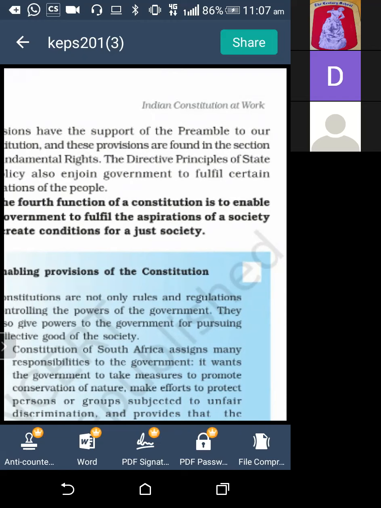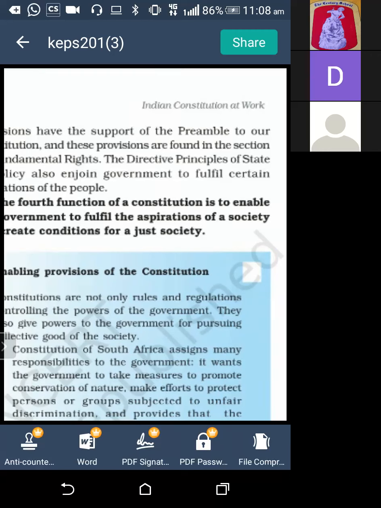It should not be the rule of the majority, and it should not marginalize the minority, or the government should not always be pumping up the minority to marginalize the majority, right? So one should be under rules and regulations, and everything should be under the law. So the fourth function of a constitution is to enable the government to fulfill the aspirations of society and create conditions for a just society. So it could be a question for you on this particular topic.